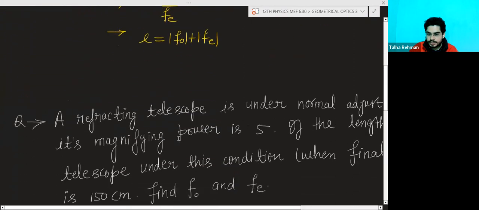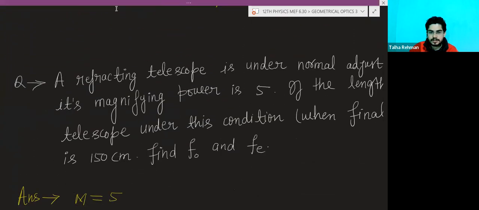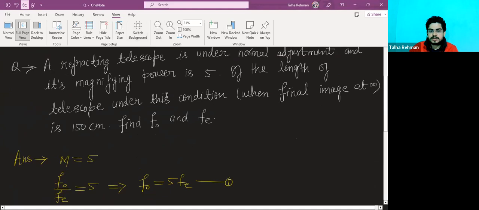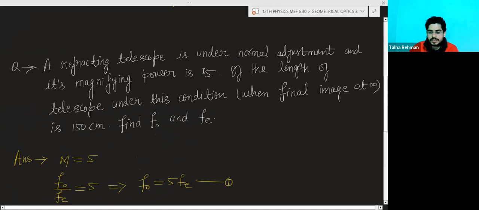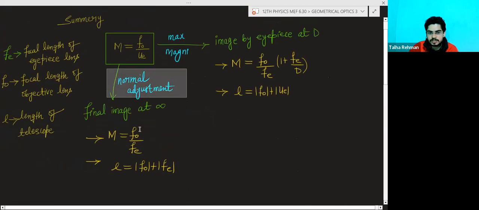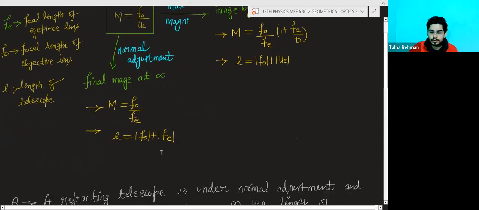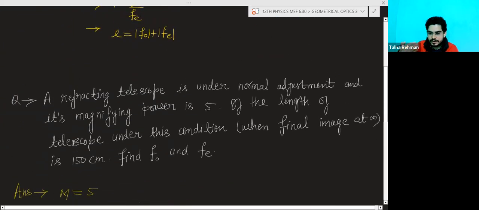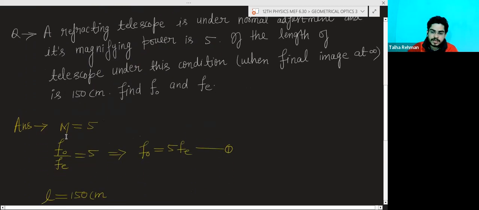You have to only use these formulas, okay? And you have to read the question properly. In this question, it is given magnifying power is 5, means magnification 5 is given. And normal adjustment is also given. For the normal adjustment, what is the magnification? That is FO by FE. So put FO by FE. A little bit of effort you have to do, but it is not hard.